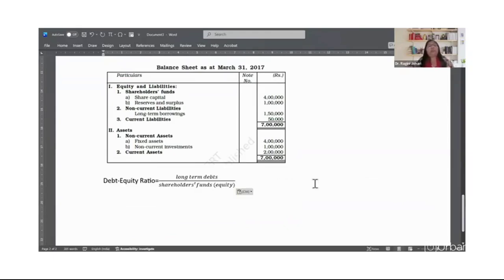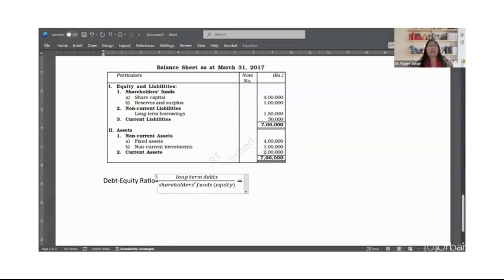Long-term debts upon shareholders' equity or shareholders' funds. Now let us see where the long-term debts are. Long-term borrowings are 1,50,000. Next is shareholders' funds or equity. Equity means the share capital and the reserves and surpluses, that is 4 lakh plus 1 lakh. That makes it 5 lakh.